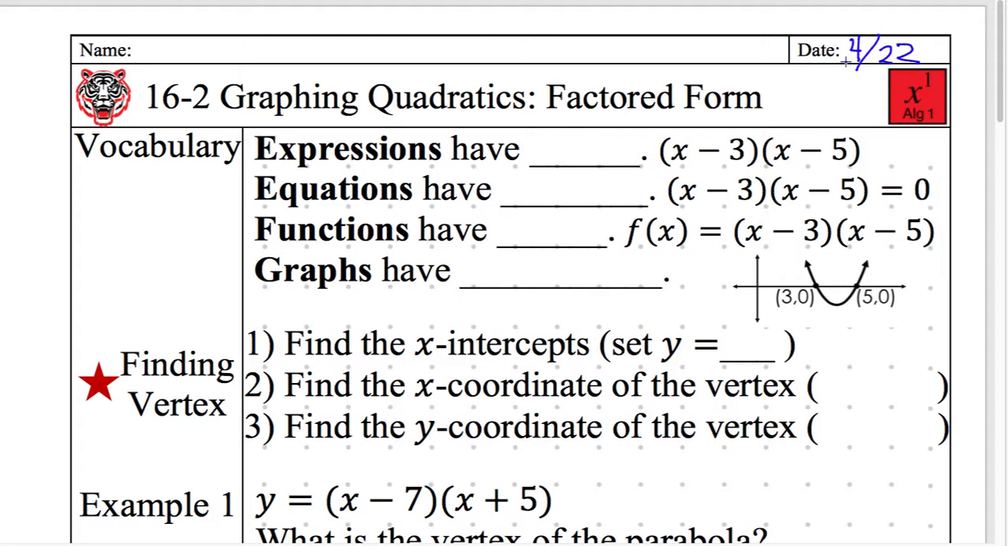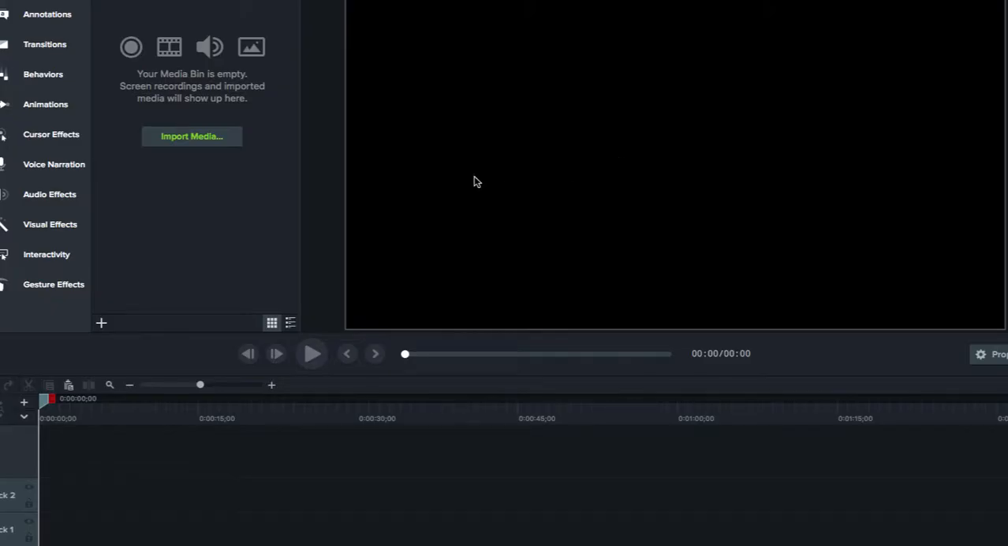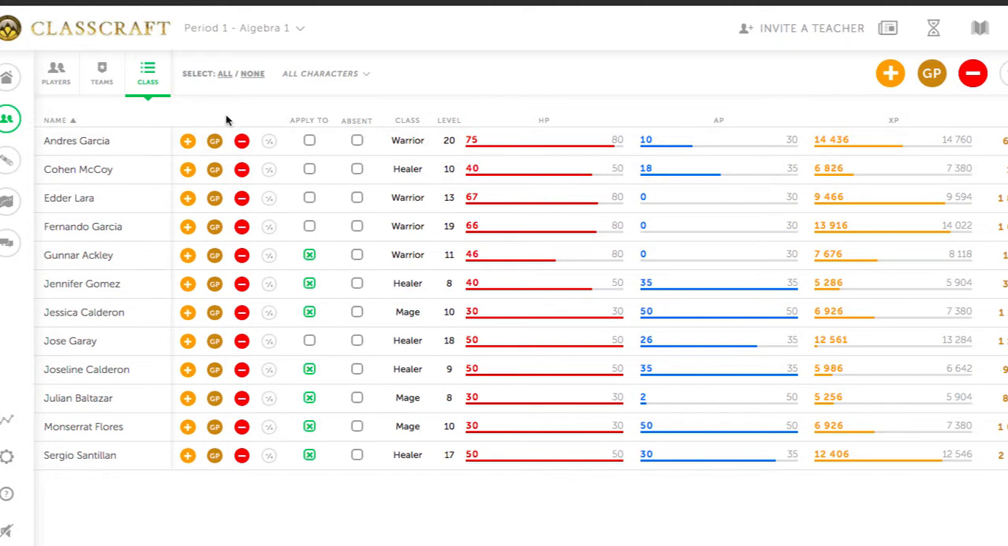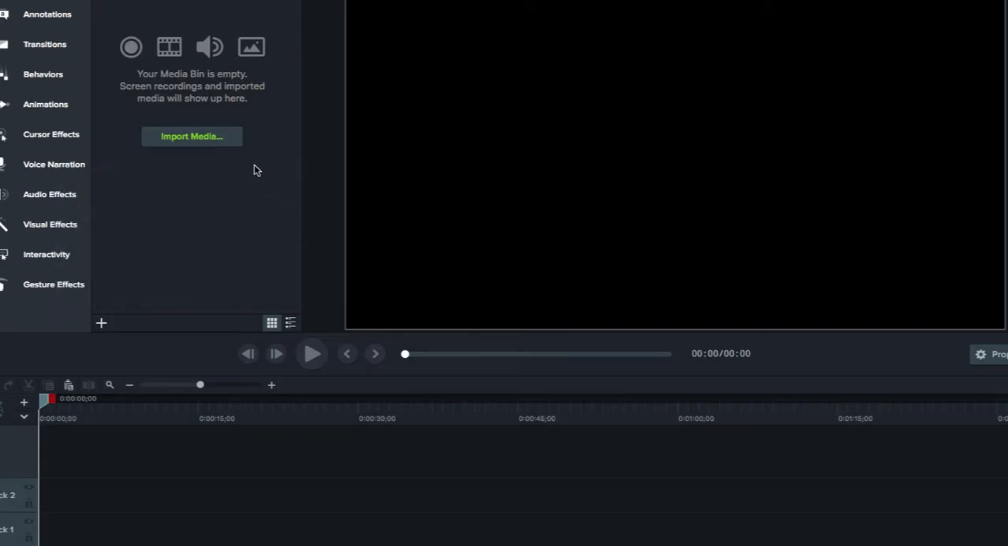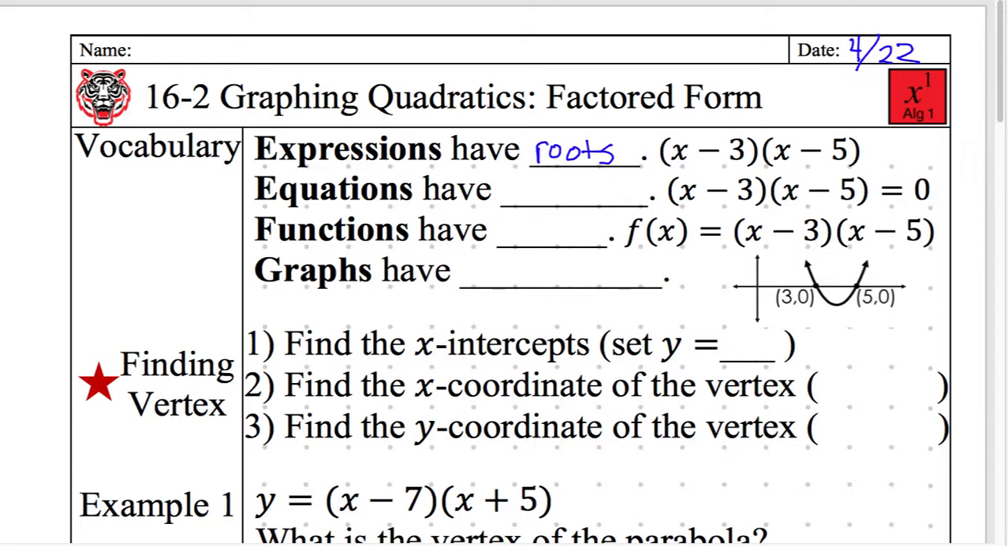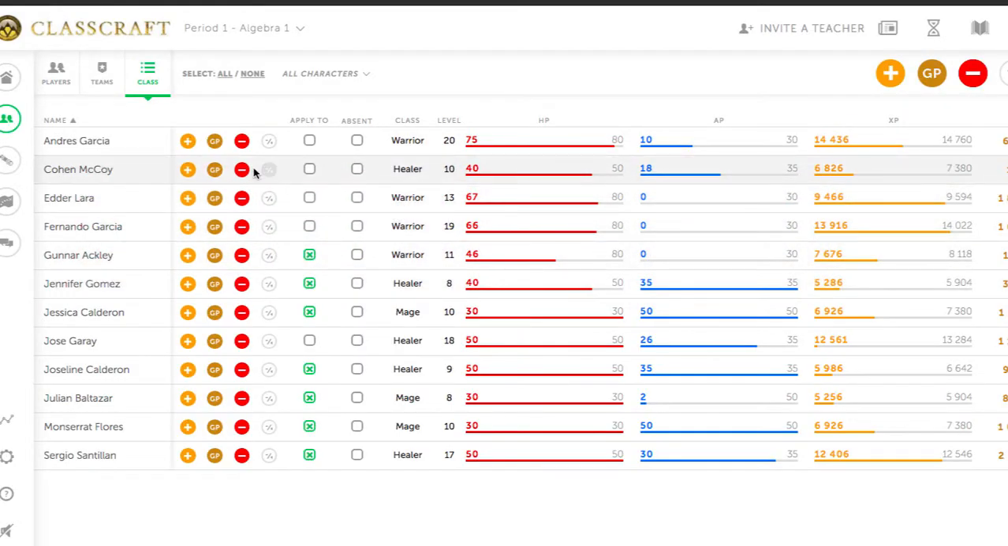All right, so quiet, raise hand. Expressions have what, Jenny? Roots. And Jenny, you can now turn in your card. This thing is not recording. I don't know what's going on. Everyone is getting up. All right. There we go.